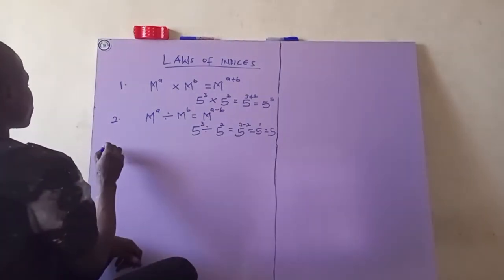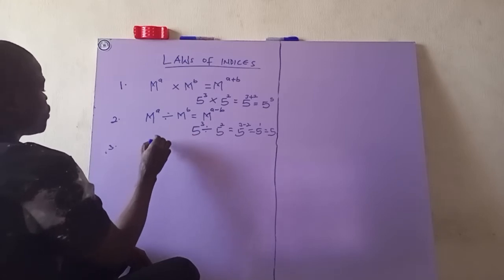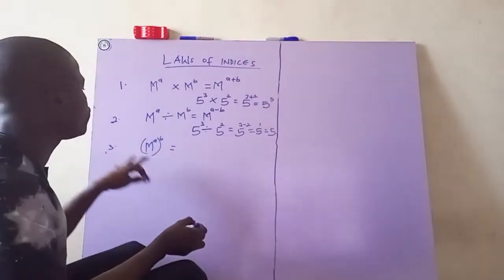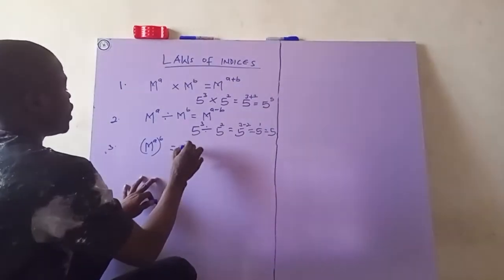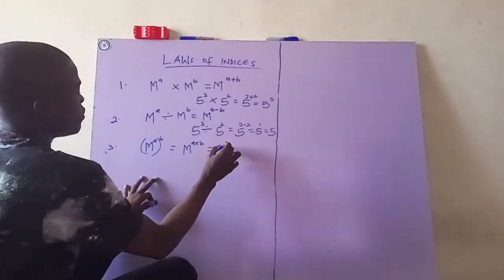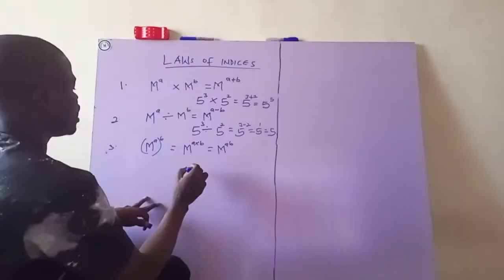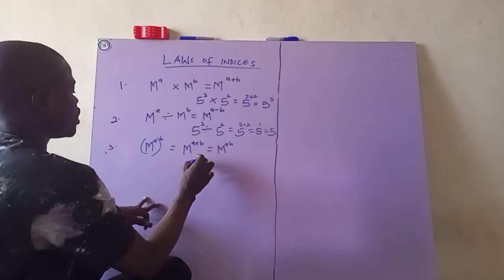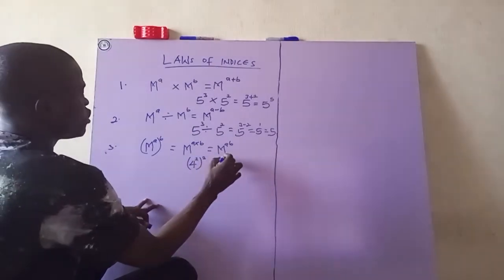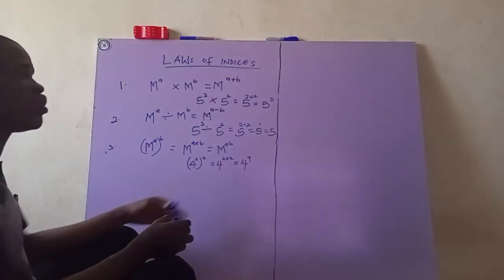The third one, let's say I have m raised power a, everything in bracket raised to b. According to the law of indices, if you expand this, you have m raised power a multiplied by b. So this will give you m raised power ab. Example under this one: I have 4 raised power 2, everything to the power 2. This will give me 4 raised power 2 times 2, which is 4 raised power 4, according to the law of indices.